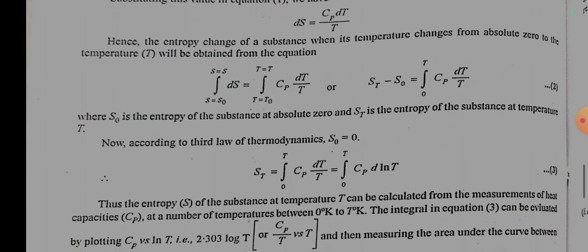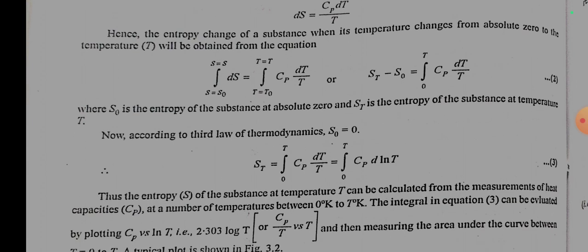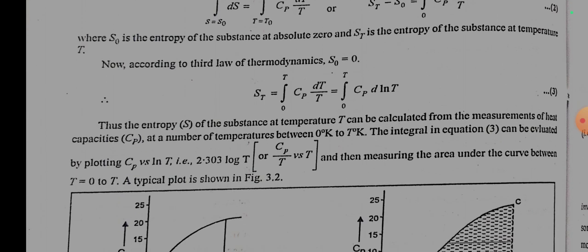Hence, the entropy change of a substance when its temperature changes from absolute zero to the temperature T will be obtained from the equation S_T minus S_0 equals the integral of Cp dT by T, with integration limits from 0 to T, where S naught is the entropy of the substance at absolute zero, and S_T is the entropy of the substance at temperature T.